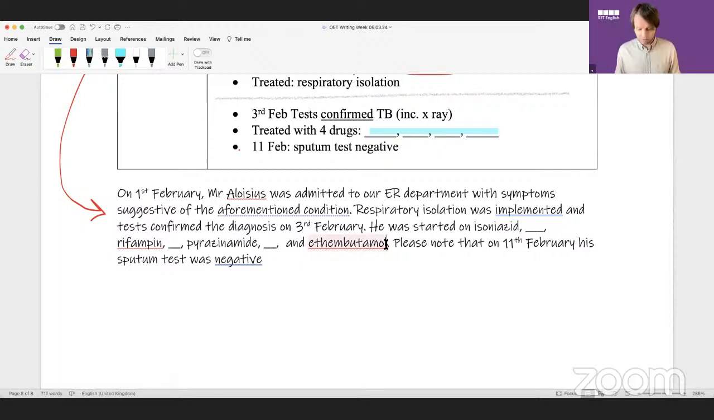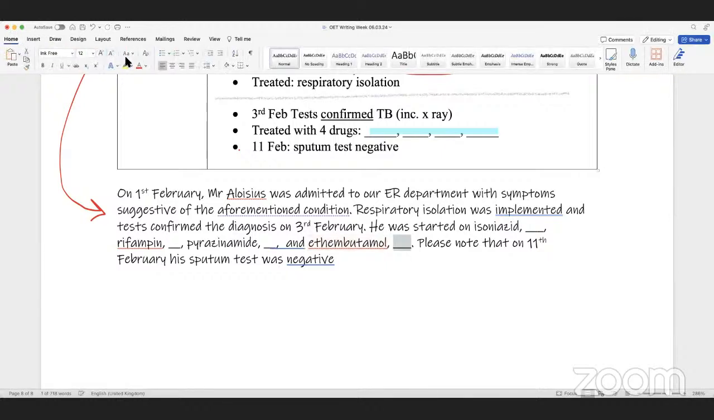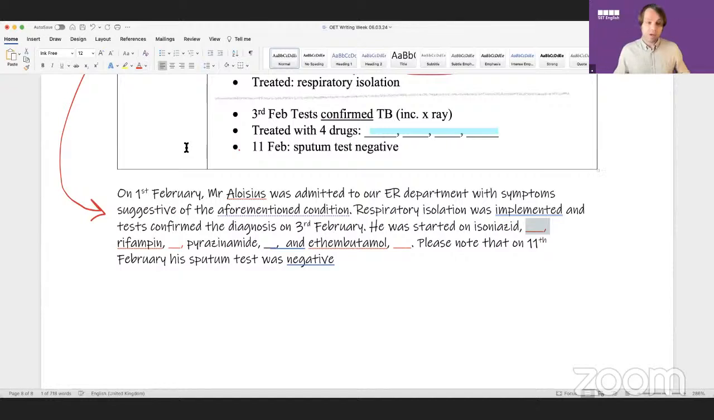Do we need the route? No, probably the doctor's not going to care about that. What do you guys think? We don't need the route because everyone knows it, so we can save some time. So put in the drugs, but put in the dosages here. Okay, so plus dosage. Yeah.